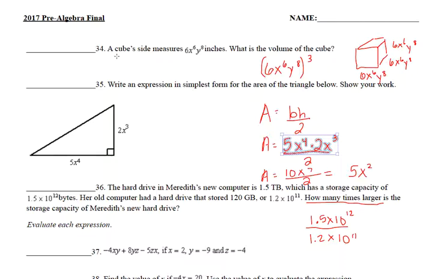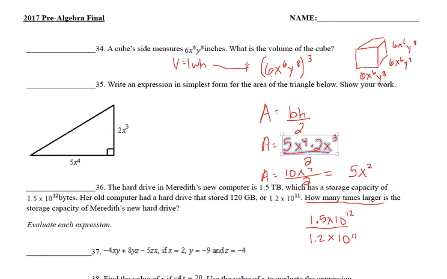Notice on 34 it says a cube's side measures 6x to the 6, y to the 8th inches. What's the volume? I like to draw pictures for many of my problems so I can get a visual of what I'm looking at. So I have a cube here that is 6x to the 6th, y to the 8th on each side for length, width, and height. So volume is equal to length times width times height.